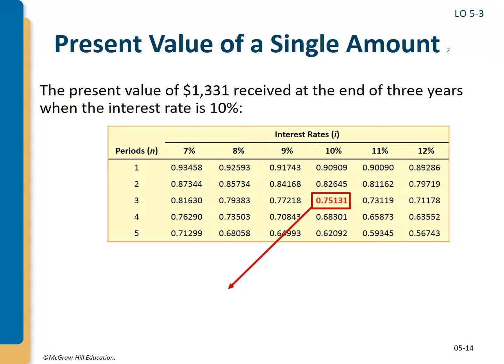But let's say we need to determine the present value of 1331 that was received at the end of 3 years when the interest rate is 10%. Now guys, if you draw a timeline, at the very end of 3 years, we have a value of 1331. So let's say we need to have $1,331 in this savings account at the end of 3 years, and the interest is going to be earned on it at 10% each year. How much do we have to invest today? So we're trying to figure out present value.